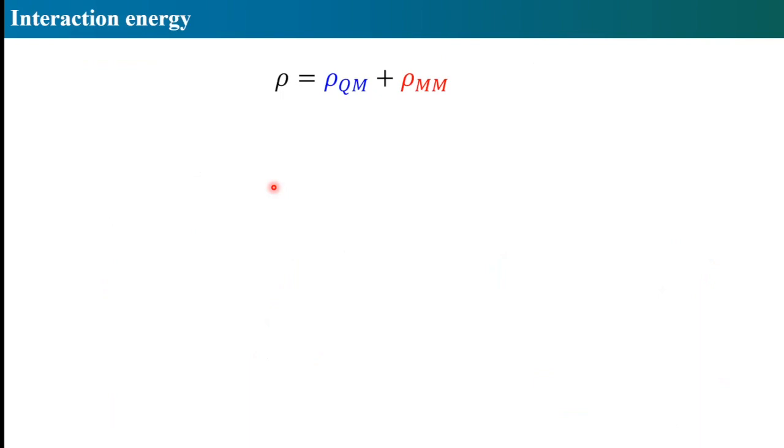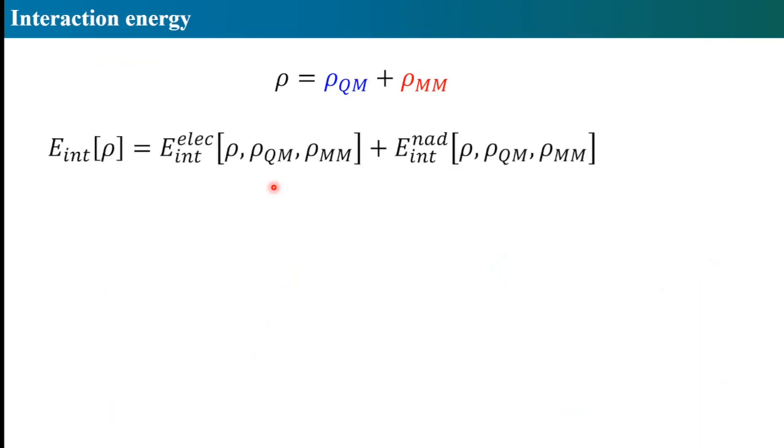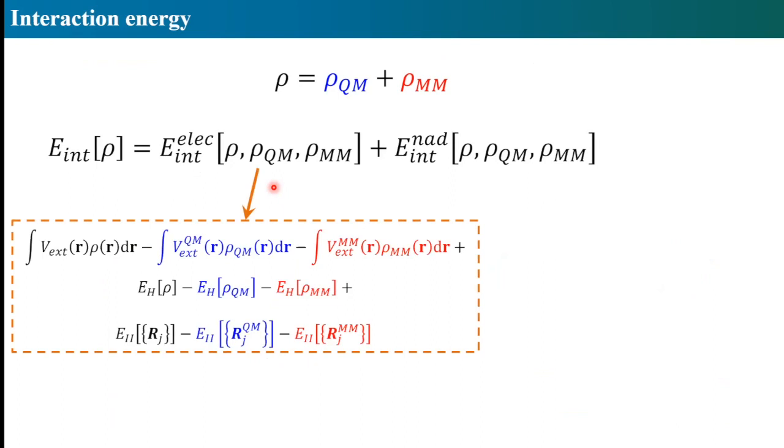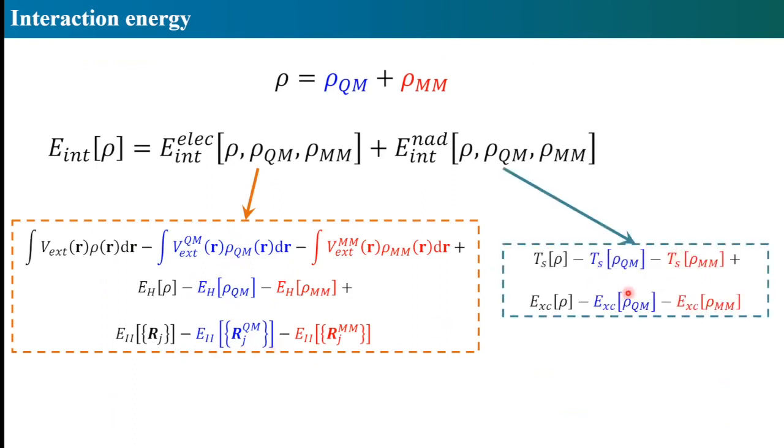Now, the total density of the system is the sum of the QM density and the MM density. Even though the MM density is a pseudo density, the interaction energy can be split into two parts: one is the electrostatic interaction and the other is the non-additive term. The interaction energy includes the external term and the Hartree energy, and the non-additive term includes the non-additive kinetic energy and the non-additive exchange correlation.